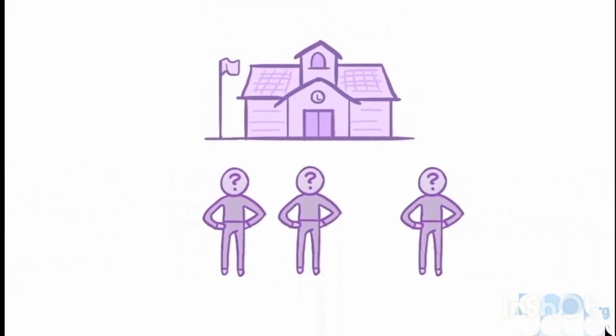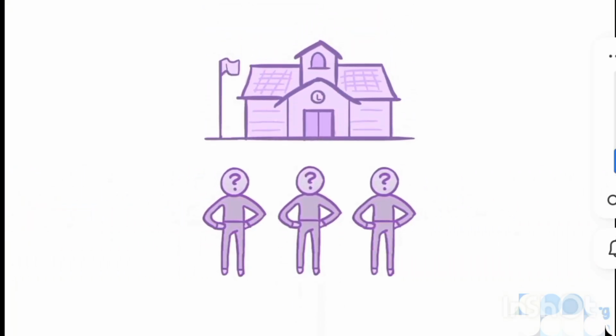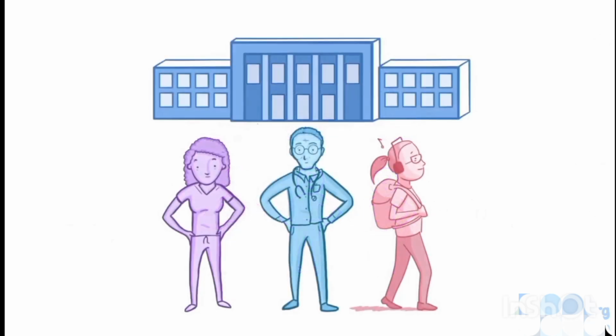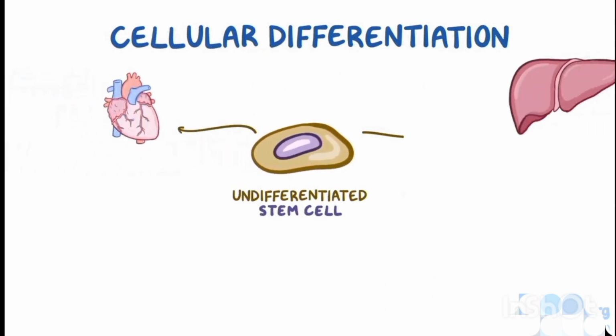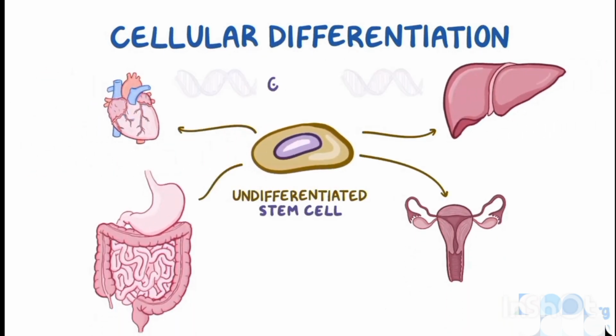Remember your first day in elementary school? Everything and everyone was new and nothing seemed impossible. But as you went through your education, you got further and further differentiated from your original classmates. That's basically what happens to a cell that undergoes cellular differentiation. An undifferentiated stem cell can become pretty much any tissue, influenced by both genes and the environment.